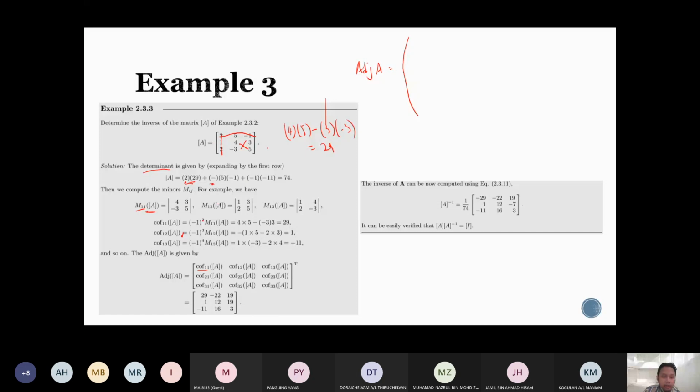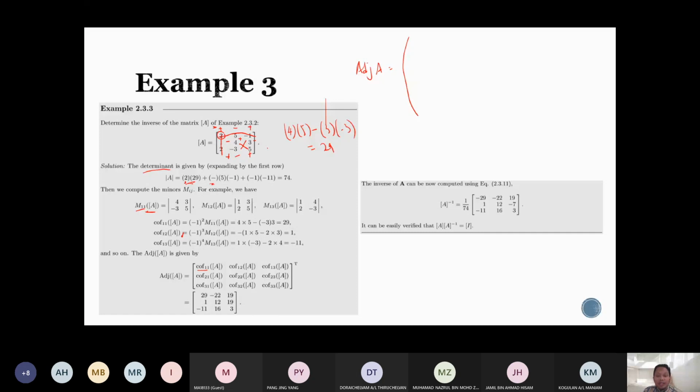And then to find the cofactor, you multiply by the sign at each of the elements. Here the sign is positive, times the minor. For the determinant you multiply dengan number, but for the cofactor you only multiply with the dia punya sign only. Okay, later on we will see how to do this.